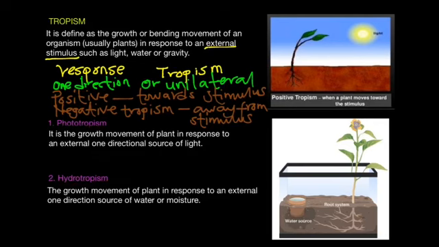Phototropism. This is talking about the growth movement of plants in response to an external one-directional source of light. Alright, so we can go back to our diagram here again. Having the light coming from this direction, we can say that our plant is responding to the light. That is the shoot system. So what about the root? The root always grows away from the source of light.